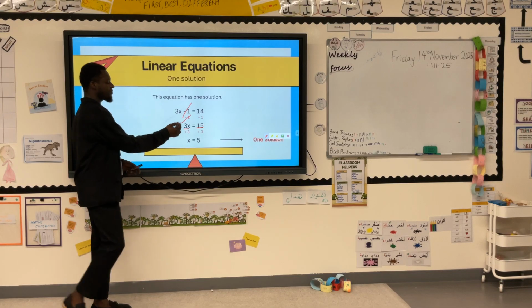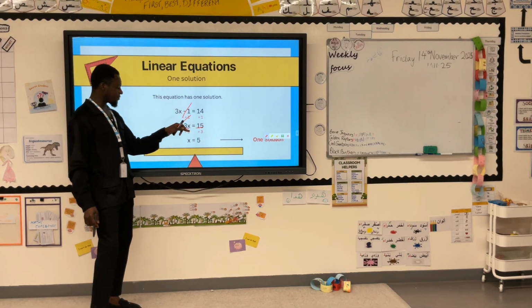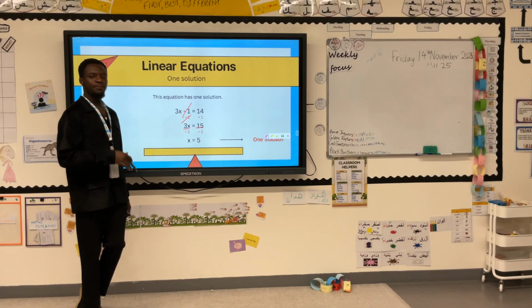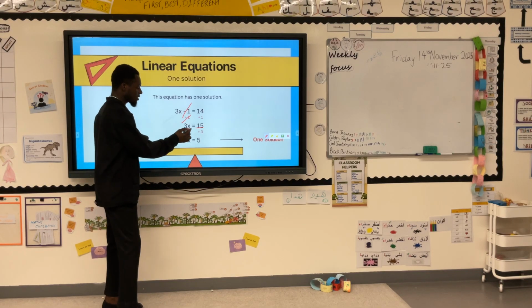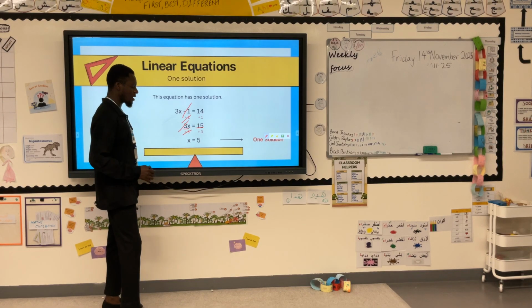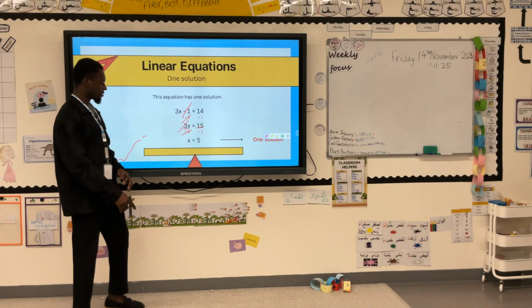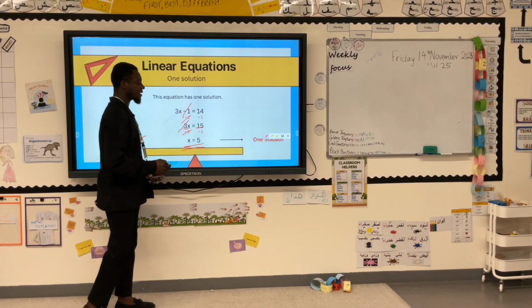What do we do? We divide both sides by 3, which is the coefficient, to do away with the coefficient, making the variable stand alone. So 3 cancels 3 out, leaving the x. Now 3 into 15. Yes, Alice? Good. 5. So our final answer is 5.